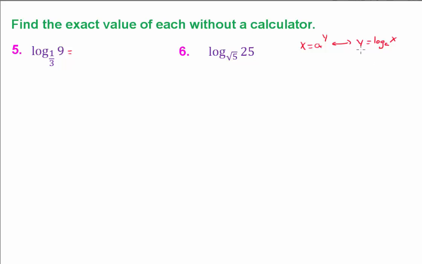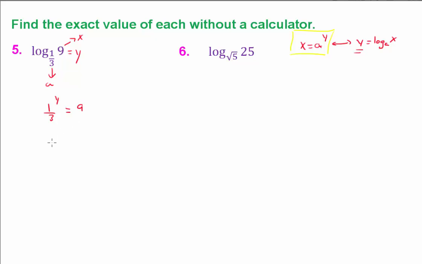To be consistent though, since on the right hand side you see that my y is equal to log base a of x, I will choose y as my variable. It doesn't really matter which variable you choose. I'm just going to choose that for consistency reasons. So now I know that my 1/3 is my base a, and I can see that 9 is my x value. Converting it over to exponential form, I see that I have 1/3 to the y is equal to 9.